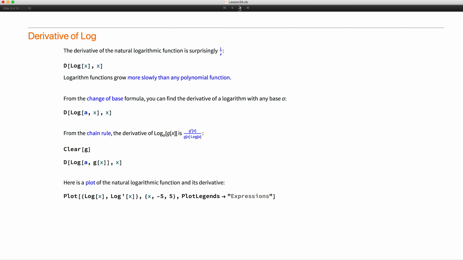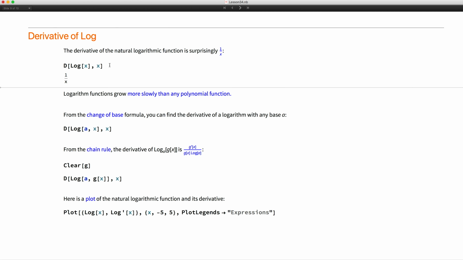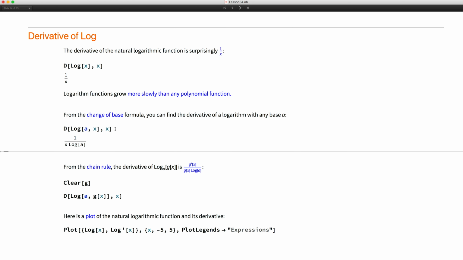Okay, so at long last we can talk about the derivatives and integrals of logarithm. So the derivative of log x is just 1 over x. That's a very nice property, it's very surprising, but the fact is that logarithms grow more slowly than polynomials. Now, because we have a change of base formula, you can work out the derivative of the logarithm of x to the base a as 1 over x times the logarithm of a.